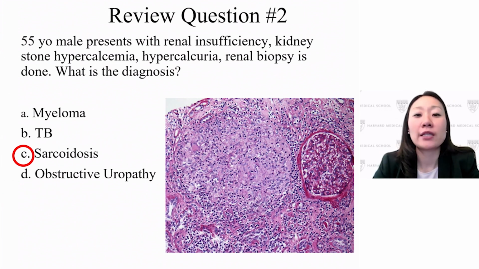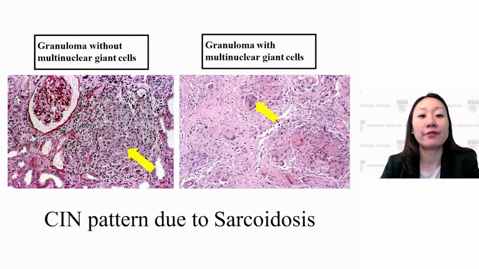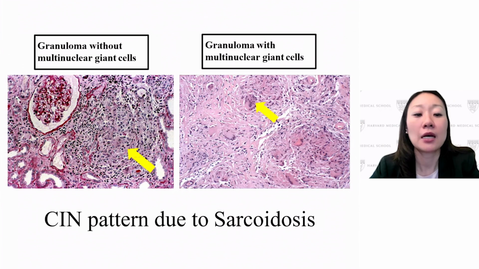As was demonstrated in the previous case of the female patient with sarcoidosis, we oftentimes can see hypercalcemia as well as hypercalciuria. Here, in this case, we have a patient that has a chronic interstitial nephritis pattern due to sarcoidosis that includes granulomas that can be either with or without multinuclear giant cells.